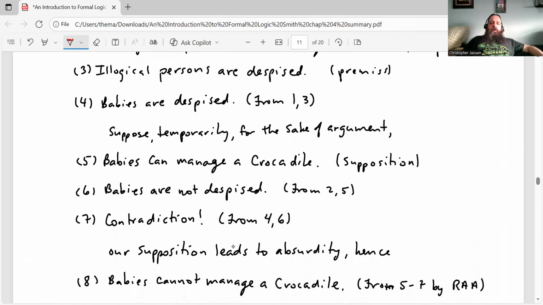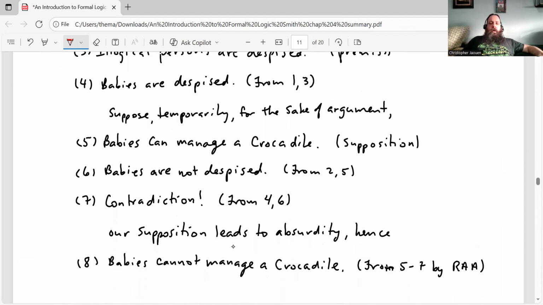And then we suppose temporarily, for the sake of argument, that babies can manage a crocodile. That's a supposition. Then we get from two and five, babies are not despised. And from four and six, that's a contradiction because four says babies are despised and six says babies are not despised. Those taken together contradict each other. They can't both be true together. Our supposition then leads to an absurdity.